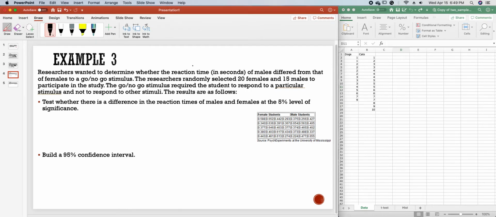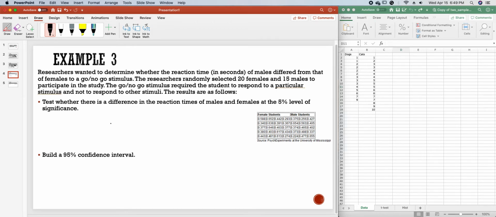Researchers wanted to determine whether the reaction time in seconds of males differed from that of females to a go or no-go stimulus. The researchers randomly selected 20 females and 15 males to participate in the study. The go or no-go stimulus required that the student respond to a particular stimulus and not respond to other stimuli. The results are as follows in this table down here.